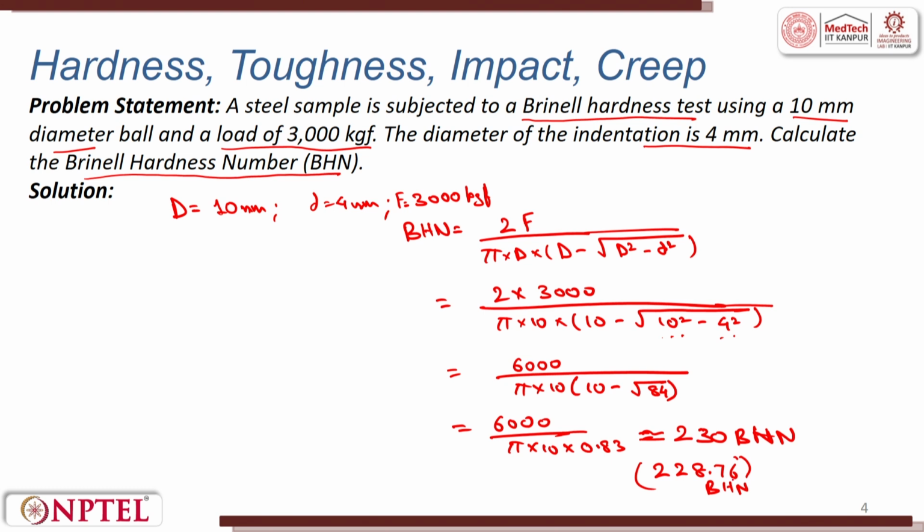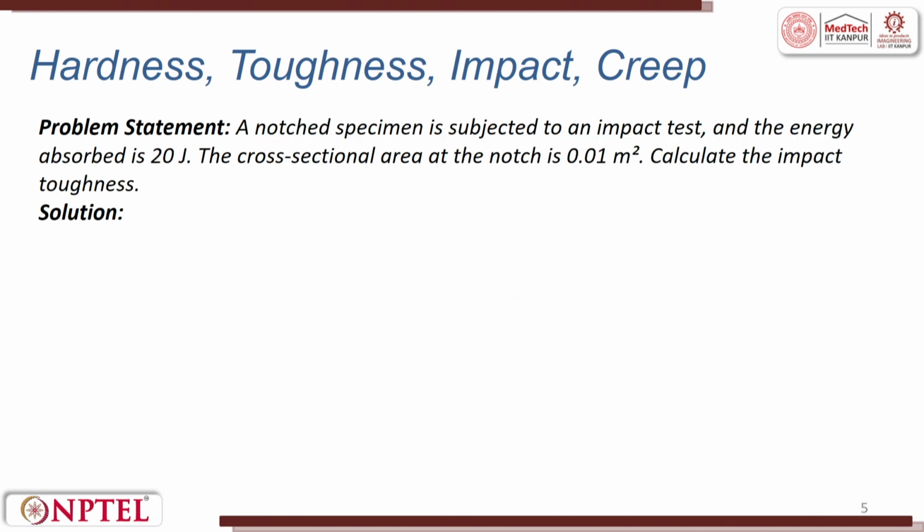So, this is how we calculate the BHN value. We also try to see the test on different materials. This is a steel sample, and the BHN number has come to this value. Now, another problem statement is given regarding toughness.